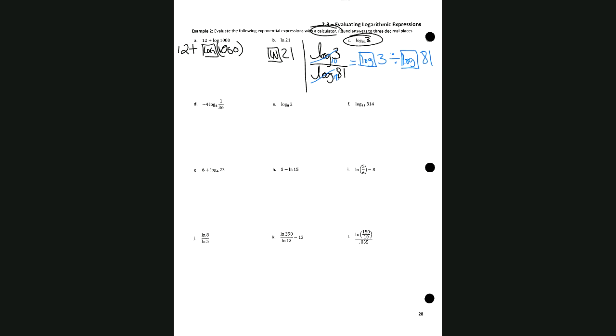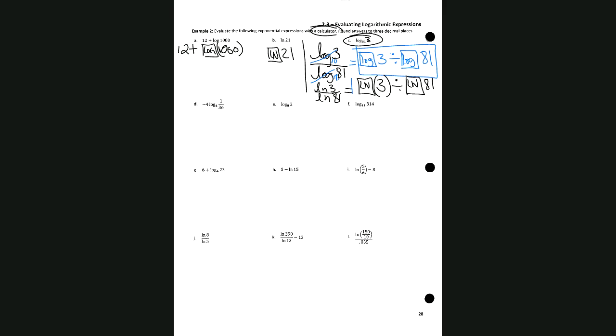Now, just like you can convert this to a base 10, you could also convert it to a natural log. So it will be the ratio of the natural log of 3 divided by the natural log of 81. And you will get the exact same thing. So this one, you will still need to enter it on the calculator as ln of 3 and then divided by ln of 81. And then you will press enter.